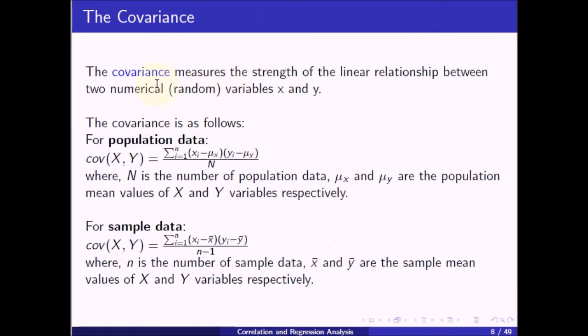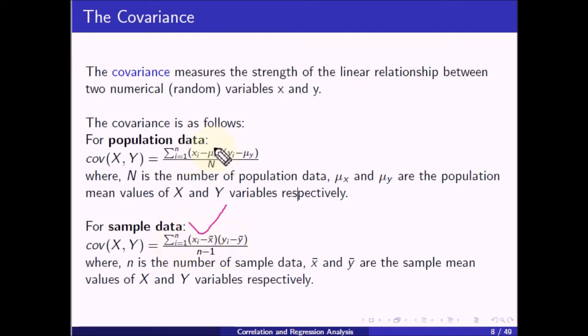Now the covariance. The covariance measures the strength of the linear relationship between two numerical variables x and y. Now the covariance is as follows. For population data, covariance is the summation of i equals 1 to n of xi minus mu x into yi minus mu y, divided by n, where n is the number of population data, and mu x and mu y are the population mean values of x and y variables respectively. Now for sample data, covariance is the same, i equals 1 to n, xi minus x bar.